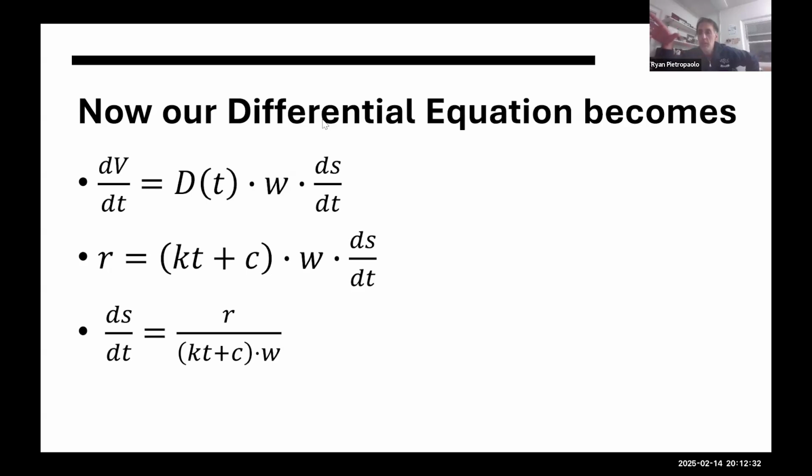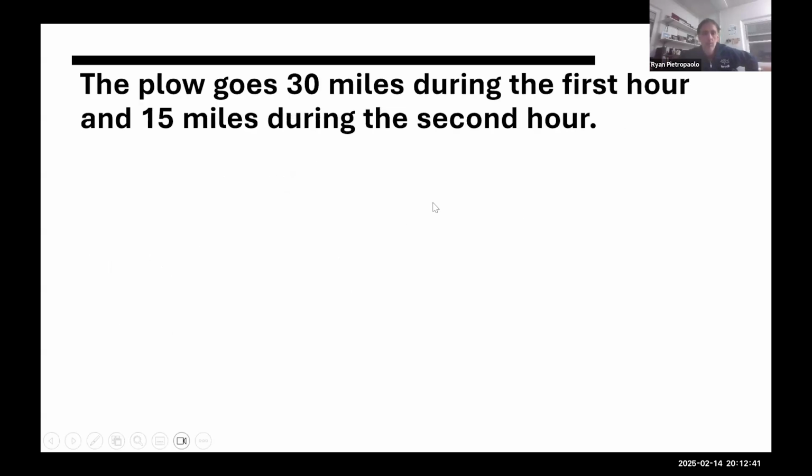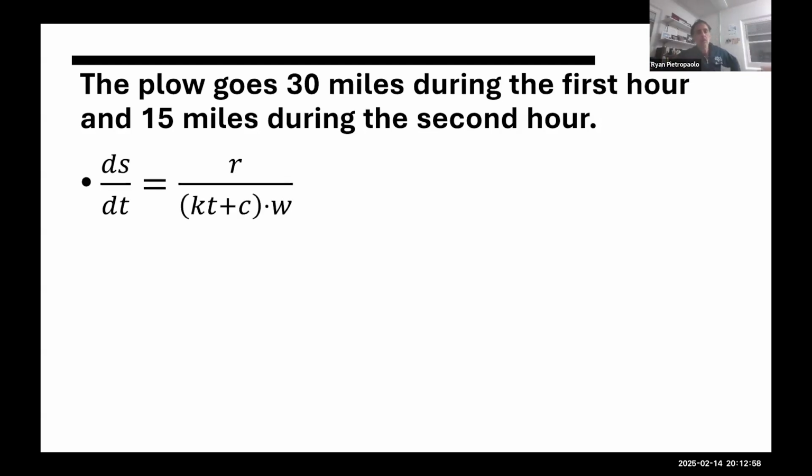They traveled 30 miles in the first hour and then 15 miles in the second hour. That's what we haven't used yet. So let's see if we can incorporate that. Excellent. And there we have it. The plow goes 30 miles during the first hour and 15 during the second hour. That took up most of the problem statement, and we haven't even used it yet, right? The second half of it was about how the plow was traveling. So let's see here. We know dS/dt equals r over (kt plus c) times w, and dS/dt is our velocity function.